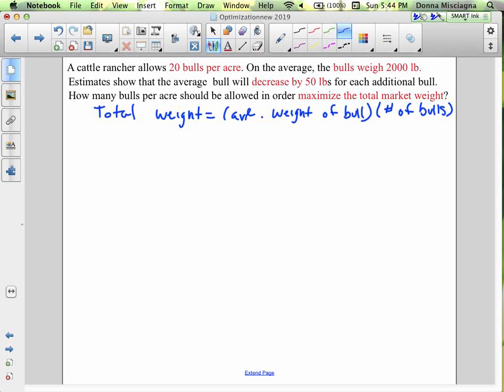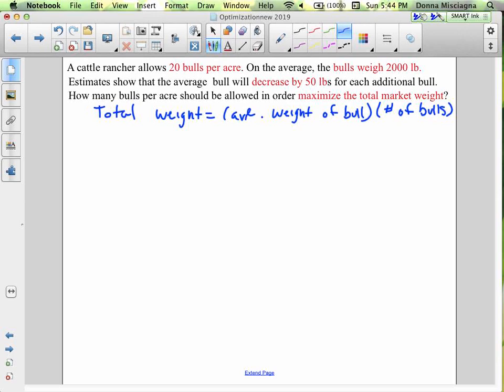Right, so now if there are no restraints, you could just keep putting more and more bulls on there, and they'd weigh more and more. But every time you put a bull, there's less for them to eat. They're going to decrease by 50 pounds. So we want to find the best number of bulls to maximize the market weight.